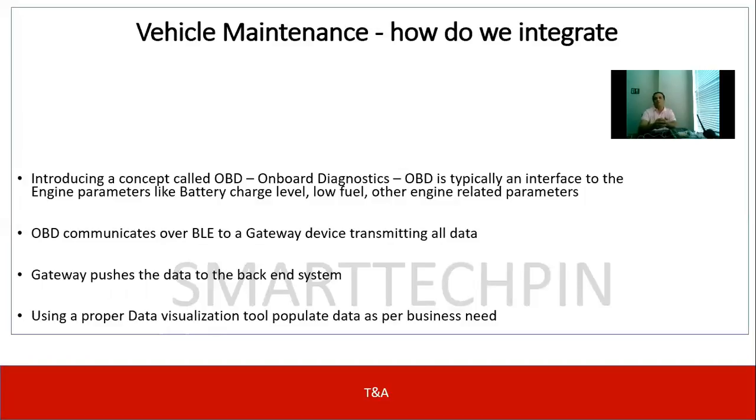Most of the vehicles, even those which are 10 or 15 years old, will have an OBD port. Now it is OBD2, available in the cars as well as in the trucks. Even the car which you use will have an OBD port. So OBD is basically like an interface for you to interface with your engine parameters, and from the OBD you can basically get the data.